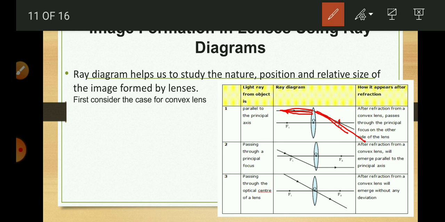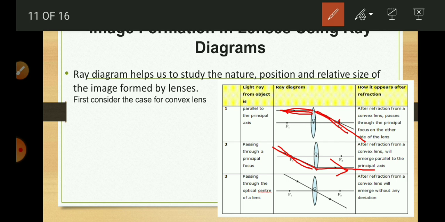Another rule is passing through principal focus. If a ray of light passes through the principal focus, then after refraction it goes parallel to the principal axis. So this one is the light ray which is passing through the principal focus, and after refraction it will go parallel to the principal axis.